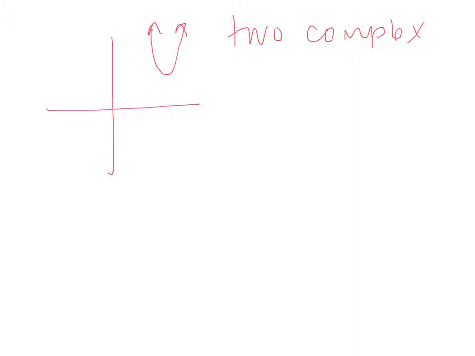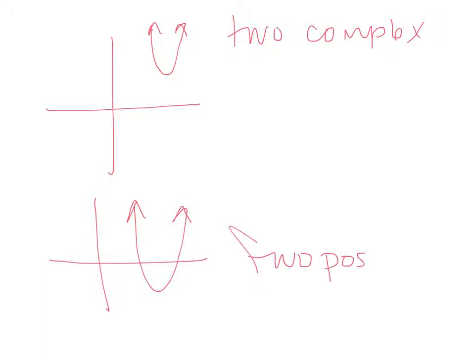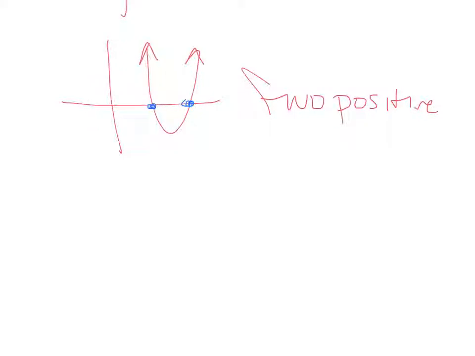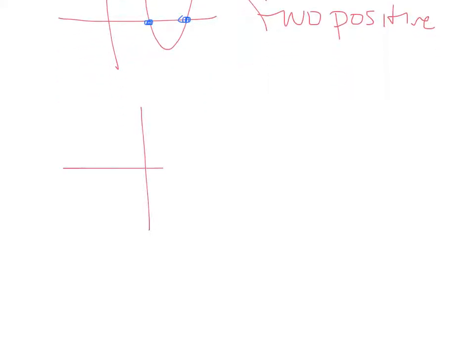So in order for a graph to have 2 complex roots, remember it's going to have to look like this. This would have 2 complex. If your graph looked like this, it would have 2 positive. And the reason it has 2 positive is because it crosses the x-axis twice, and both those values are positive. If it had 2 negative, then it would cross both times on the left-hand side. This would be 2 negative.